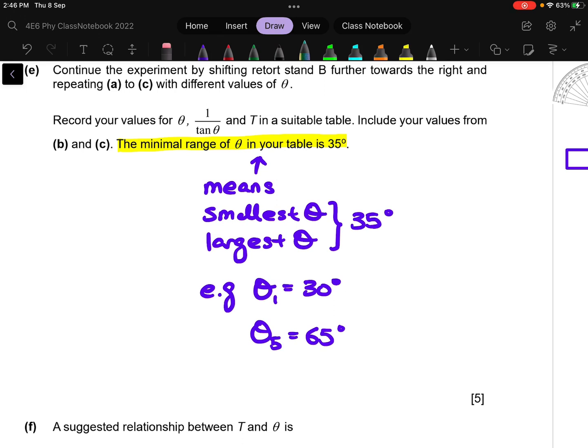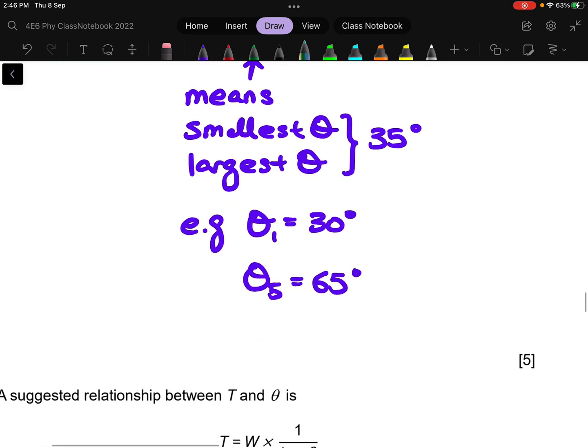Then for part E, most of you lose the mark because of this statement. What is the meaning of minimum range of theta in your table is 35? I thought it is quite straightforward. It means that the smallest theta and the largest theta, the difference needs to be 35.